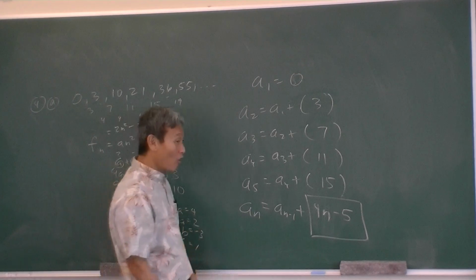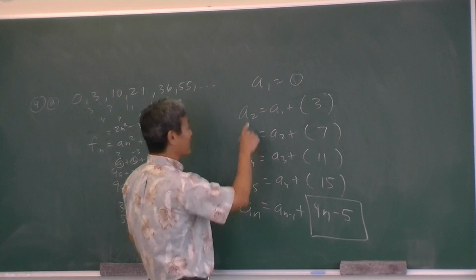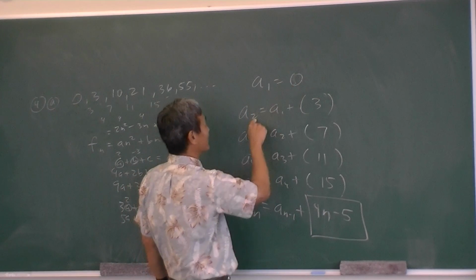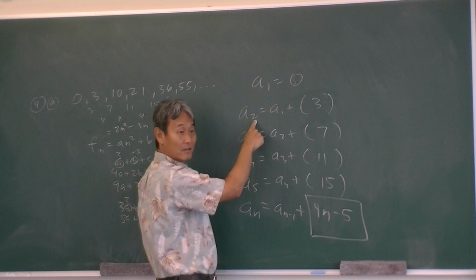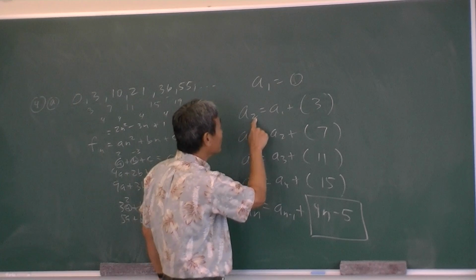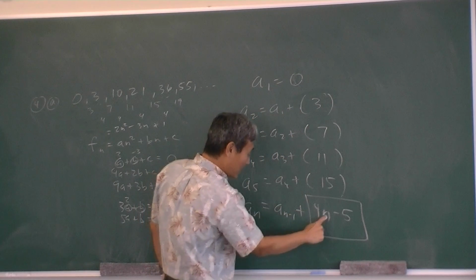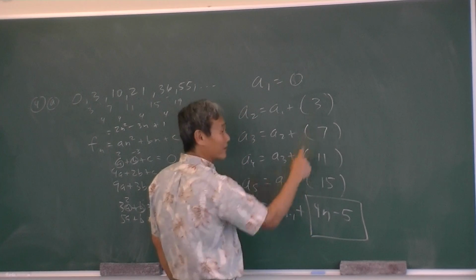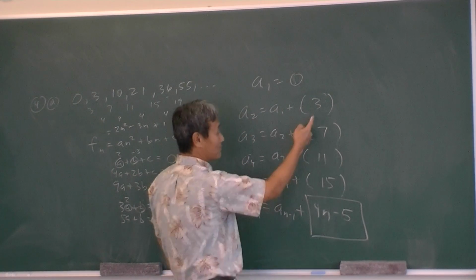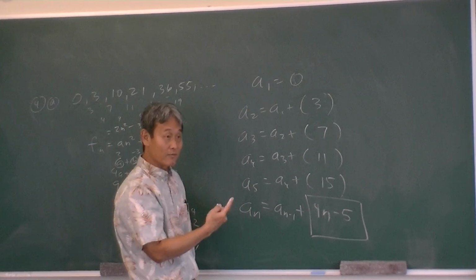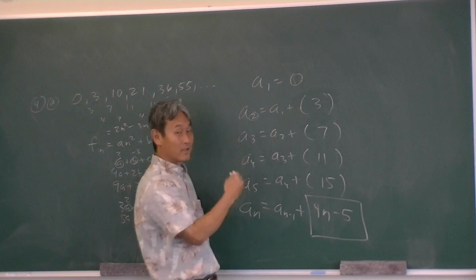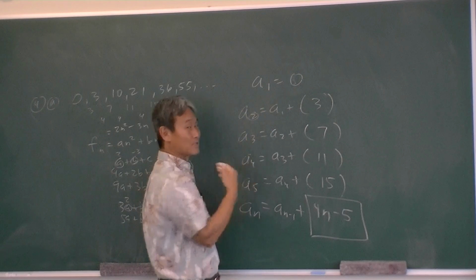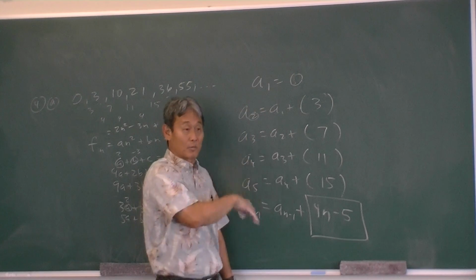Isn't it minus 1? No, because in a recursive formula, the first term is given already. You've got to start with the second term. See, if you plug in 2, you want to get 3. So if you plug in 2, 4 times 2 is 8. What do I have to do to 8 to get 3? Subtract 5. You guys understand that? In a recursive formula, you start by plugging in 2, because the first term is given. This is a recursive formula.